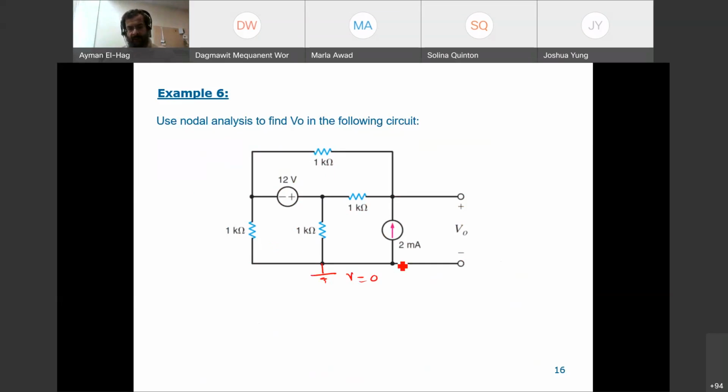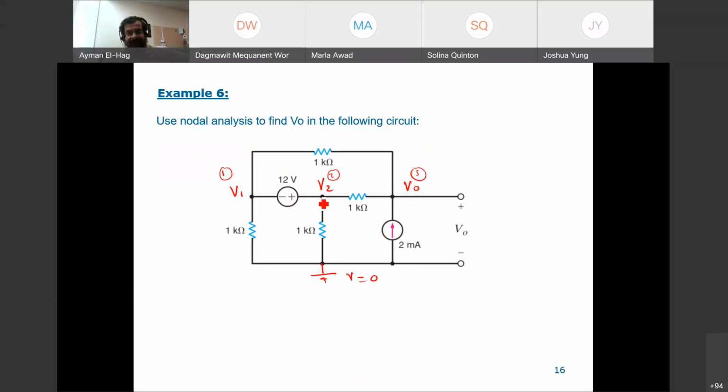So this is one node, clearly. I will select this as V0. Now, this is another node, so I will call this V1. This is another node, this is my V2, and this is my V out. So I have three unknowns, and I need three equations to solve for them. I will call these node 1, node 2, and node 3. You don't have to number them; you can just say apply KCL at V1. But if it makes things more systematic for you, so be it.